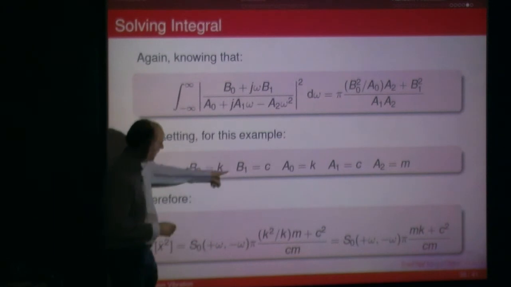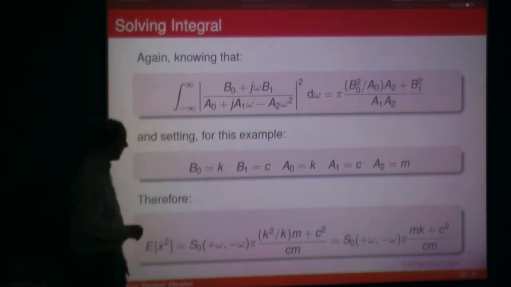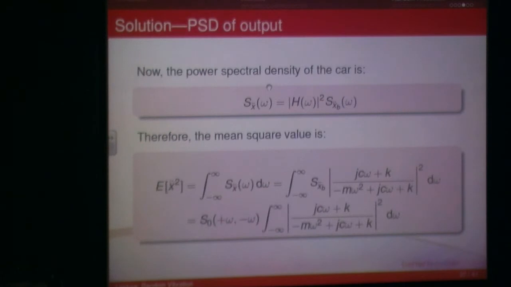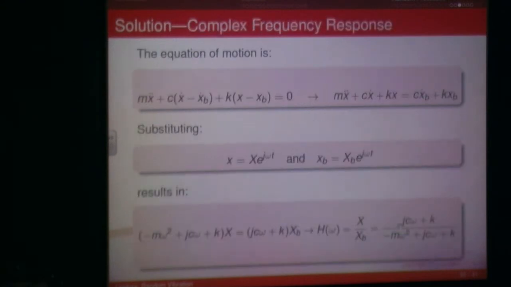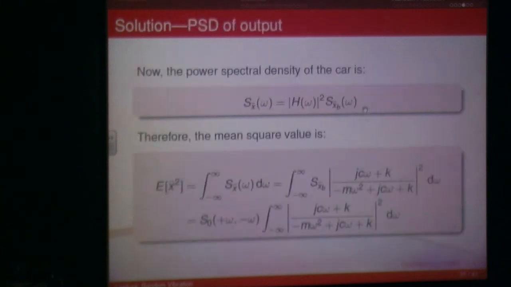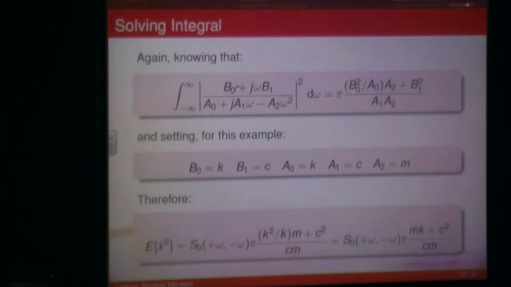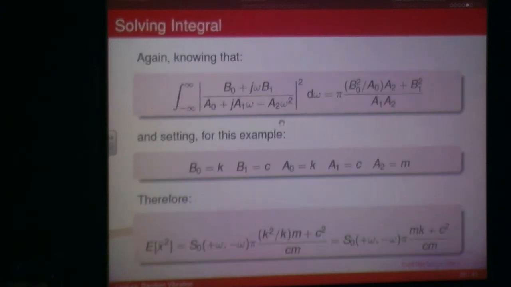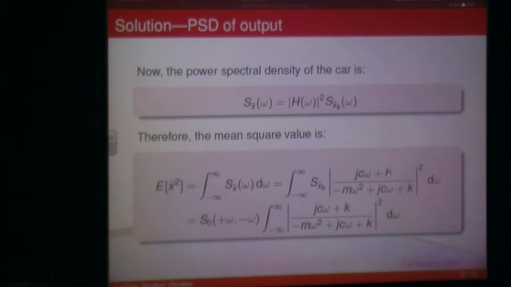In this case, we've got these terms for A0, A1, A2, B0, and B1. If I go back, we can take a look at that. We know that on the top we've got B0 plus j omega B1. So in this case, what is B0? Look at this: B0 is multiplied by nothing, and we've got j omega multiplied by B1. So therefore B0 must be k, and B1 must be c.